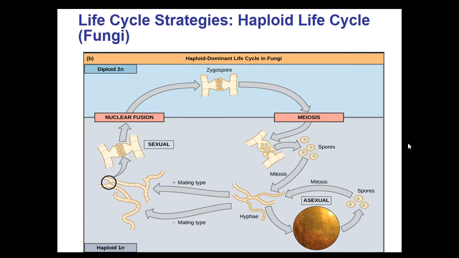The cells of the adult fungus have one set of chromosomes instead of two.